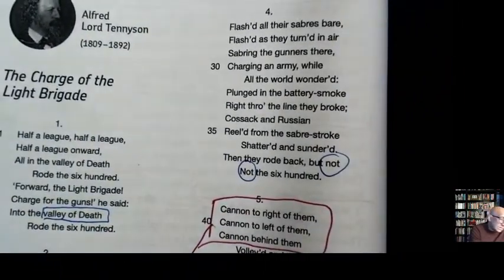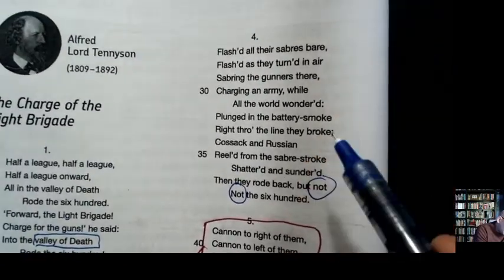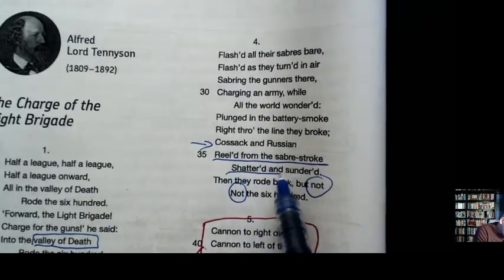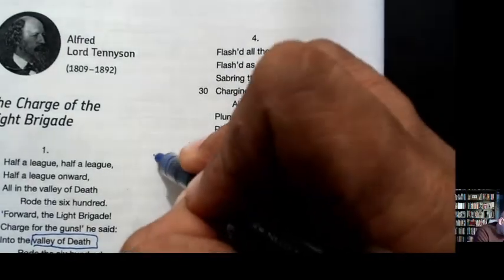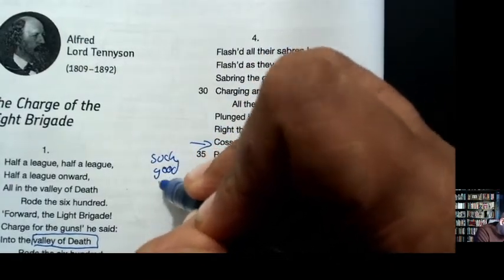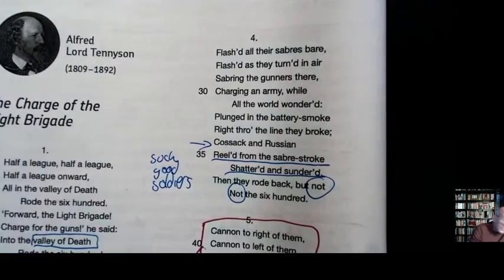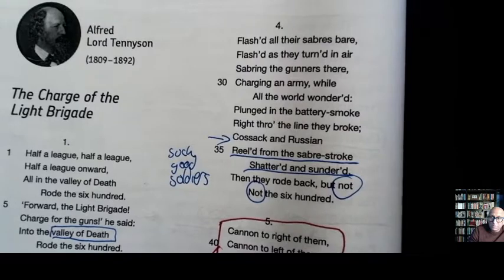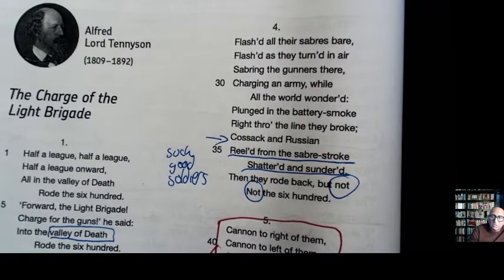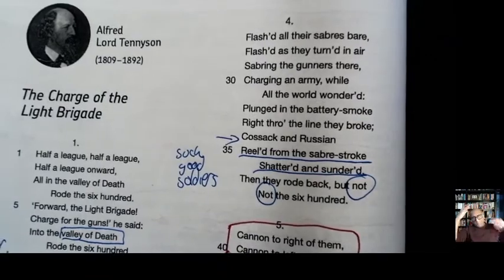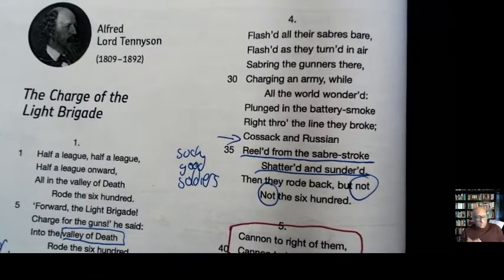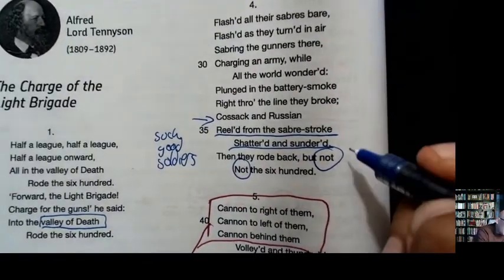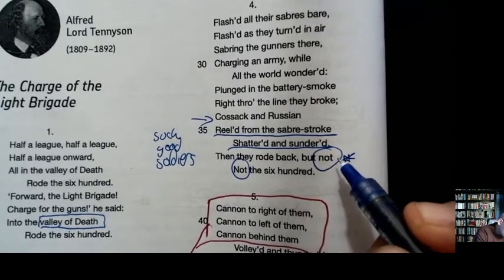So they get to the end, and what they're able to do is these Russians reel from these strokes because our men are such good soldiers. They're such good soldiers that they freak out all these Russians and Cossacks, and they just destroy them. They broke through their ranks, and they charge them, and the men kind of stumble back. These Russians and Cossacks reel from the saber strokes of our good British Light Brigade, and then they have to turn around.